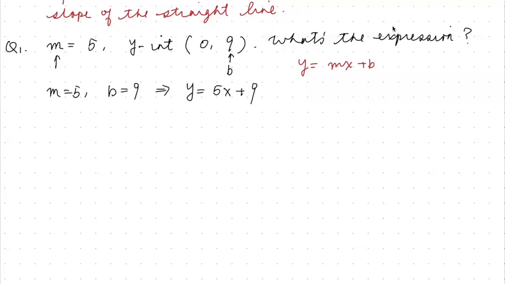Now, given the same information, slope and the y-intercept, how can we draw the graph of this straight line? That would be the second type of question. So the first type of question is, if I give you the slope and the y-intercept, can you find the expression of the straight line? The second type of question is, if I gave you the same information, these two, how can you draw the graph? Easy. So let me try to show you how to do that.